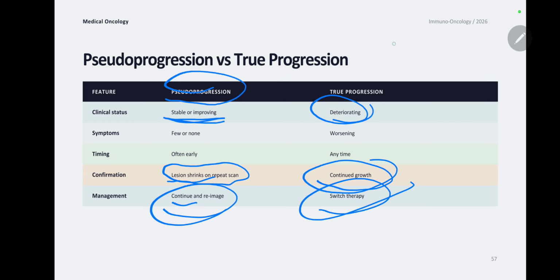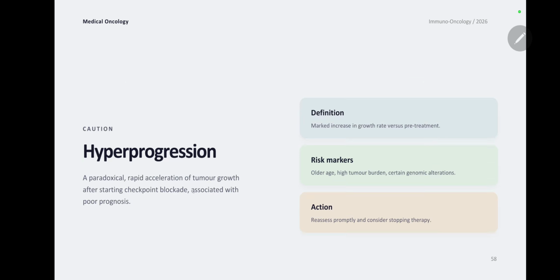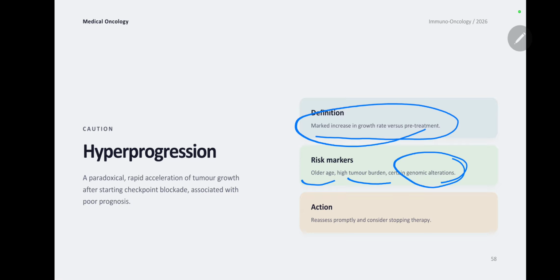switch the therapies. Okay, so hyper progression is a condition with a marked increase in the growth, and that happens in older age, higher mutation burden and certain genomic alterations. So we discuss about hyper progression in carcinoma lung also.